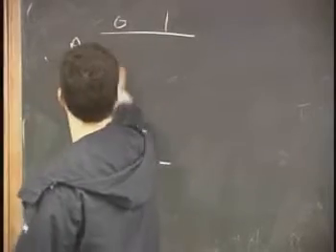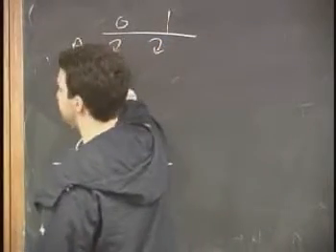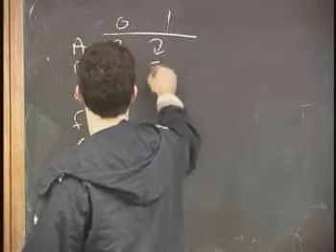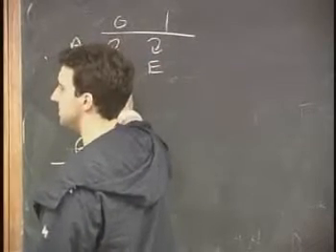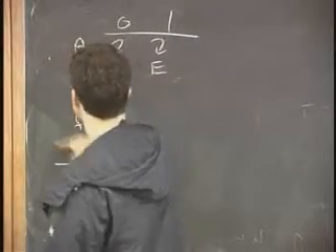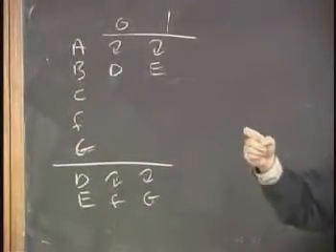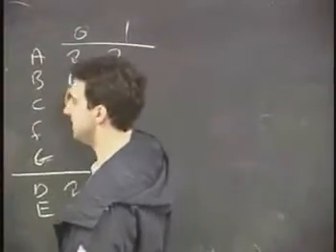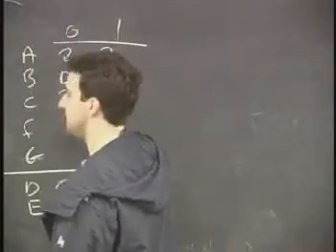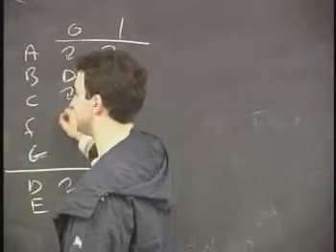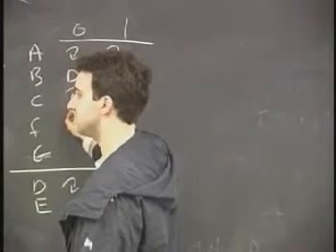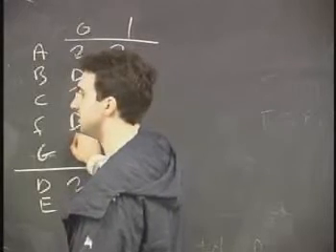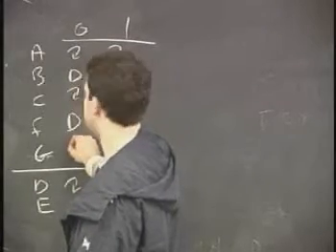So who stays in the club? A stays in the club. Yep. B goes to DE. DE. C stays. Do you know what I mean by stays in the club? You don't go to the other group. Yeah, it stays in this big group. C stays in the club. F doesn't, right? F goes to DE. And G stays in the club.